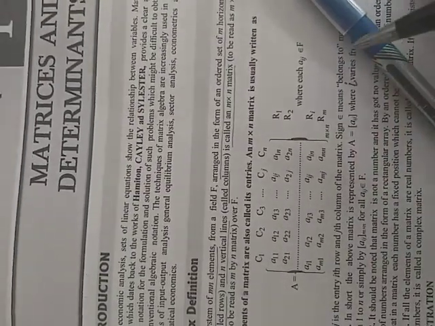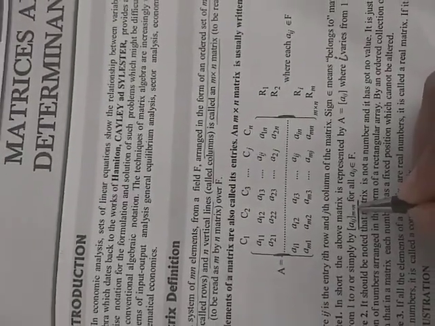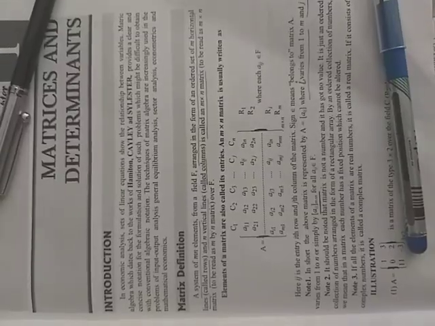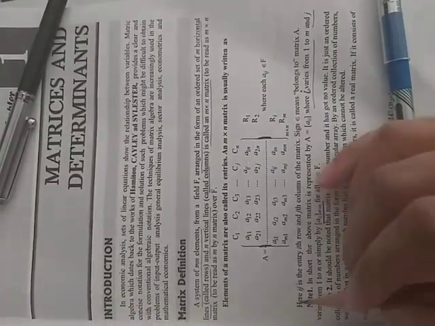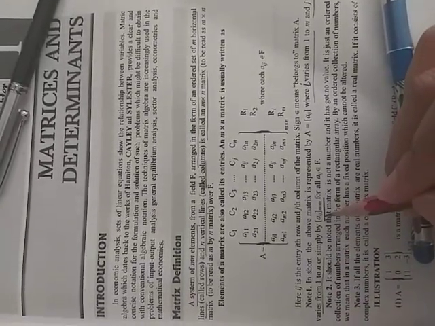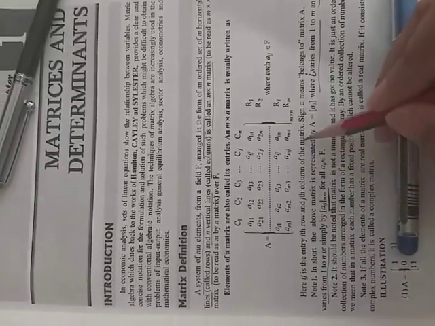They have written a matrix. Yes, this is the most general form, A_ij, m by n. So when we expand this, look, they have said that i varies from 1 to m, and j varies from 1 to n, or simply we write it as A_ij. So A_ij is the entry in the ith row and jth column of the matrix.